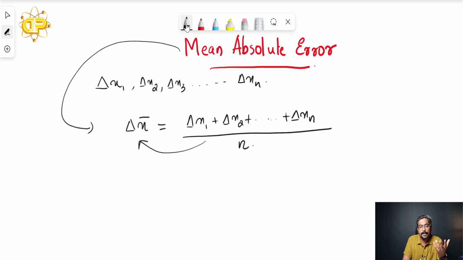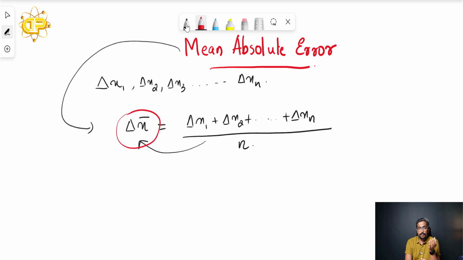If a question is asked in the exam to find the mean absolute error, you will be given a set of readings. First you need to find the true value, then find the absolute error of each reading, and then take the mean. Then you will get the mean absolute error.